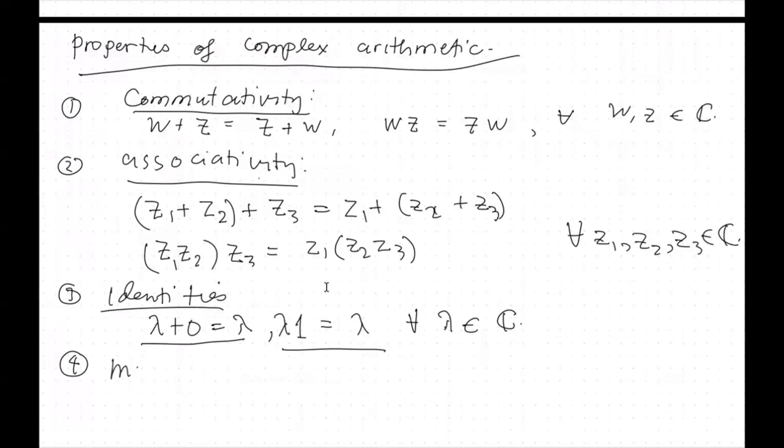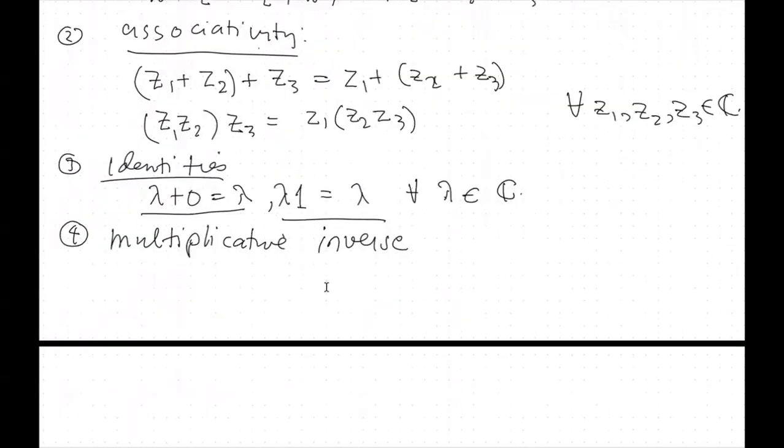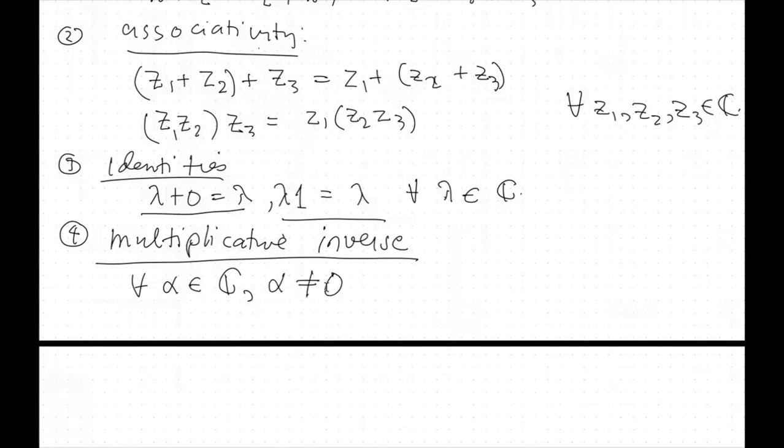And then the fourth one is the multiplicative inverse. So for the multiplicative inverse, for all alpha in the set of complex numbers, and alpha is not 0, there exists a unique beta, also a complex number, such that alpha times beta is equal to the identity 1.